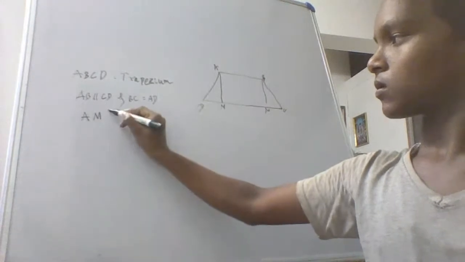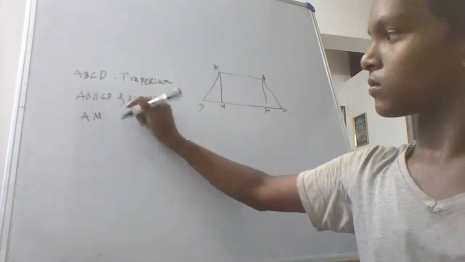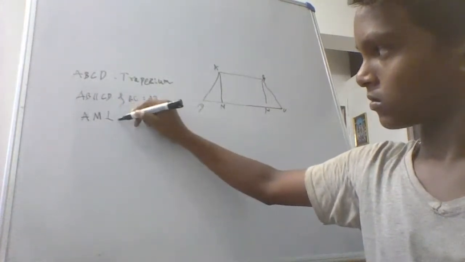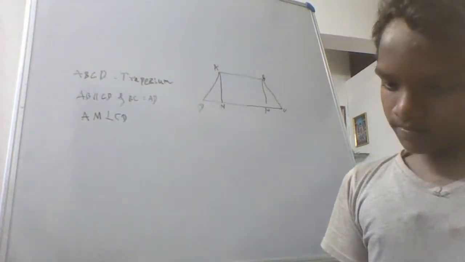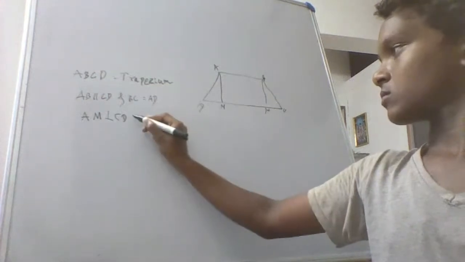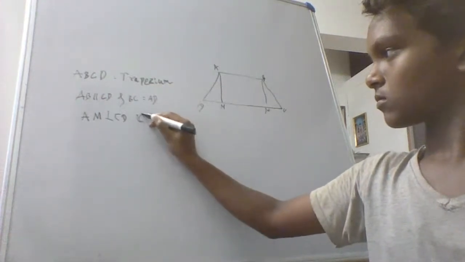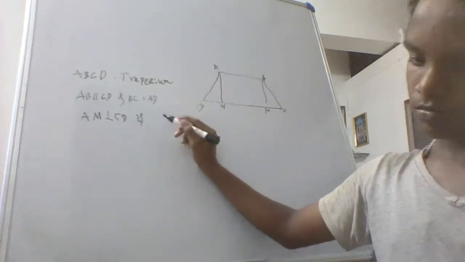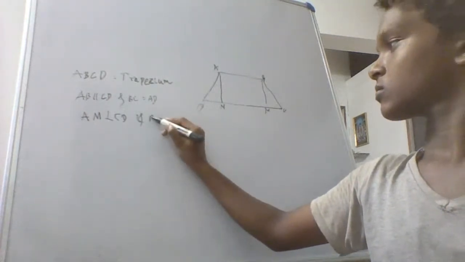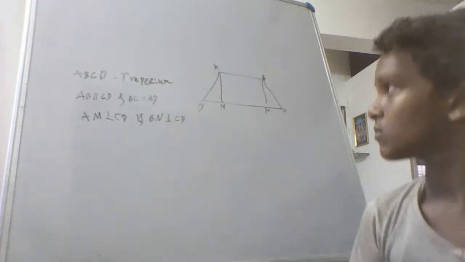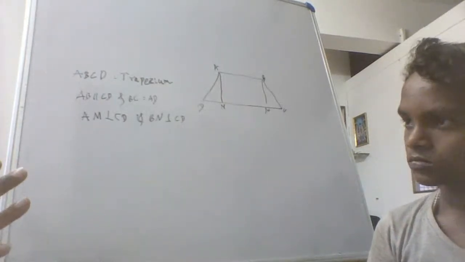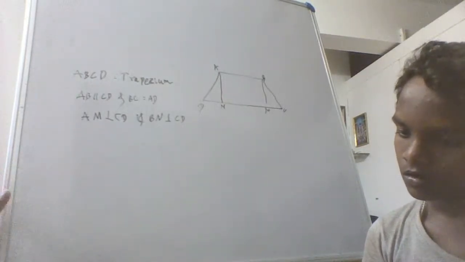Write down. AM perpendicular to CD and BN perpendicular to CD. I hope you understood this. What we have done here: AM, AB.